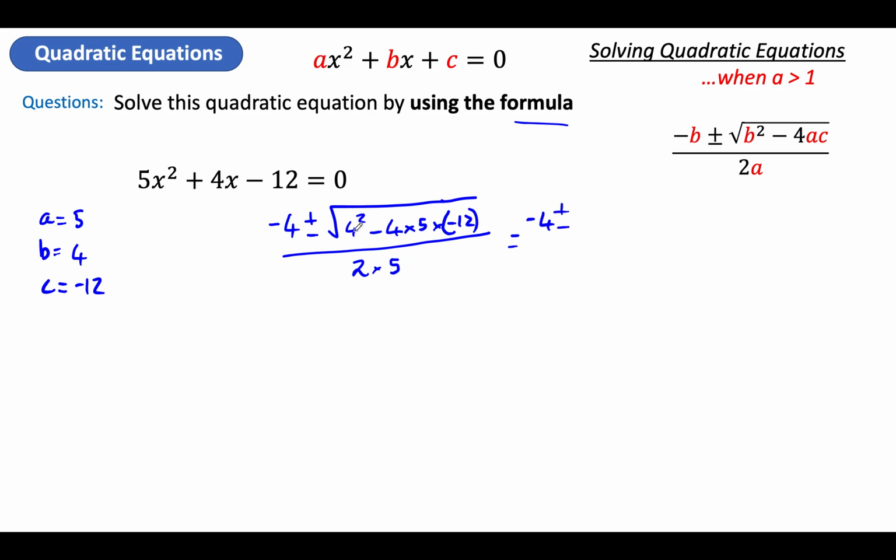Right, firstly, 4 squared is 16. Let's just write that up here. 4 times 5 is 20. 20 times negative 12 is going to be, well, 2 lots of 12 is 24, so it's 240. Now look, we're taking away a negative here, so actually that turns into a positive, so it turns into 256. So we have got the square root here of 256 all over 2 times 5, which is 10.